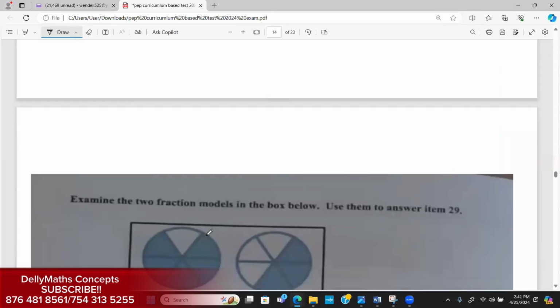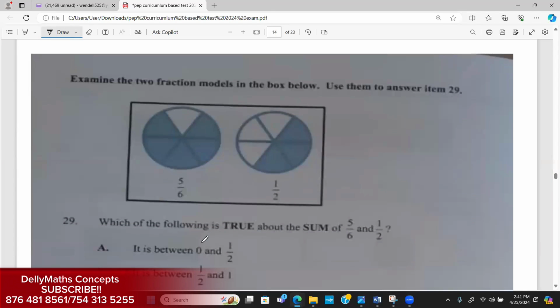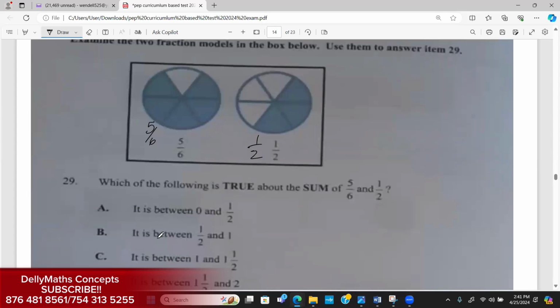All right, we're gone. Number 29. It says examine the 2 fraction models in the box below. Use them to answer 29. So this one is saying that we have 5/6. This one is a half. It says, which of the following is true about the sum? This is about the sum of them, so let us add them up. We're not going to guess any one of these. When we get these things, we add them up.